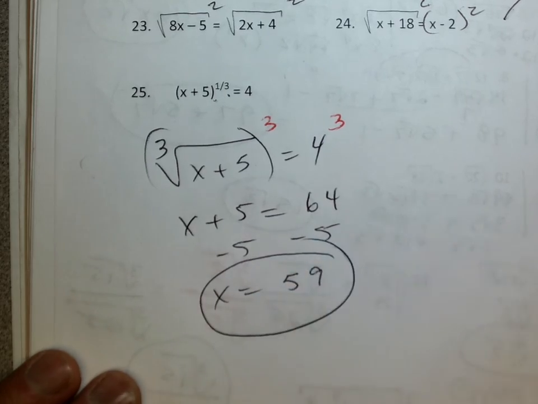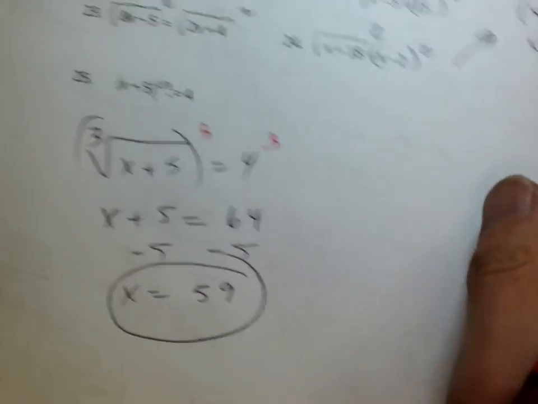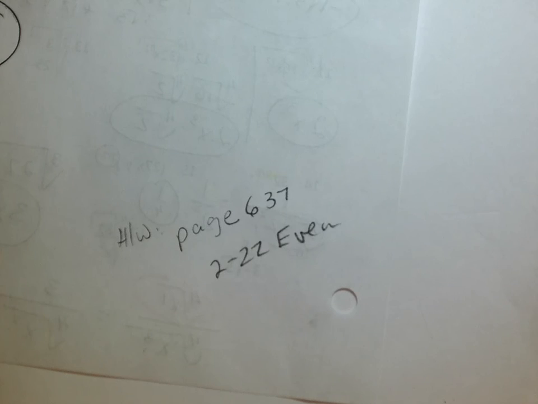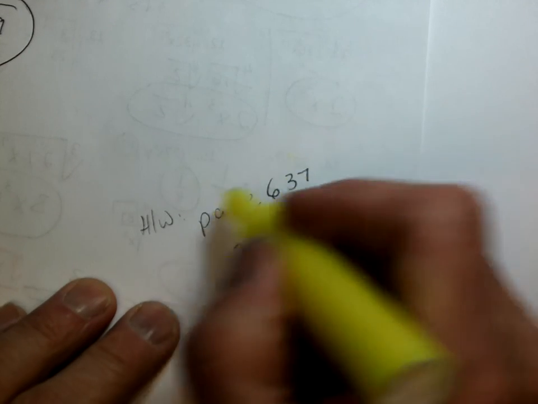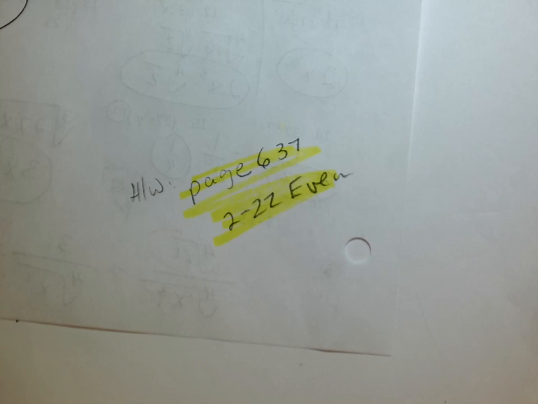There we go. Okay, and I have your very last homework assignment for you. Very, very last homework assignment. Page 637, the 22 even, so it's just 11 problems, that's it.